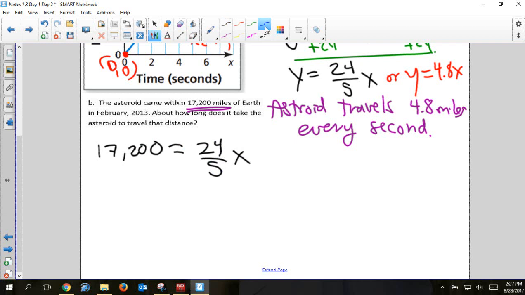If I am multiplying by 24/5, I would need to divide to cancel it out, but I can't divide by 24/5. What do I do instead? Multiply by the reciprocal. Excellent. So we're going to multiply by 5 over 24, and again, you can use your calculator. You're multiplying 5 times 17,200, divided by 24. Use your calculator.